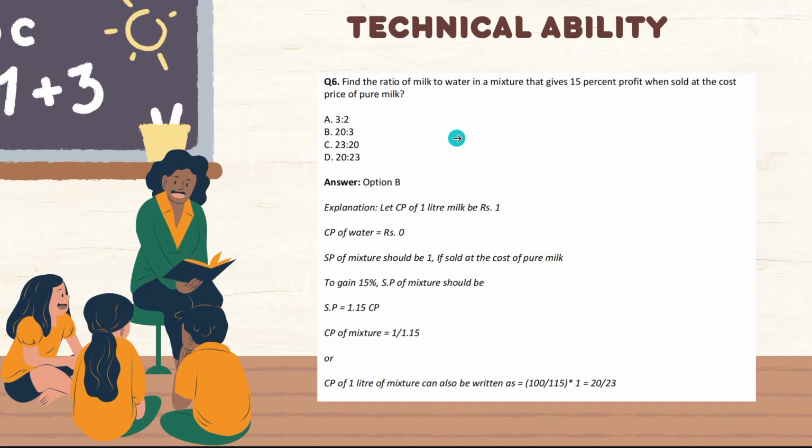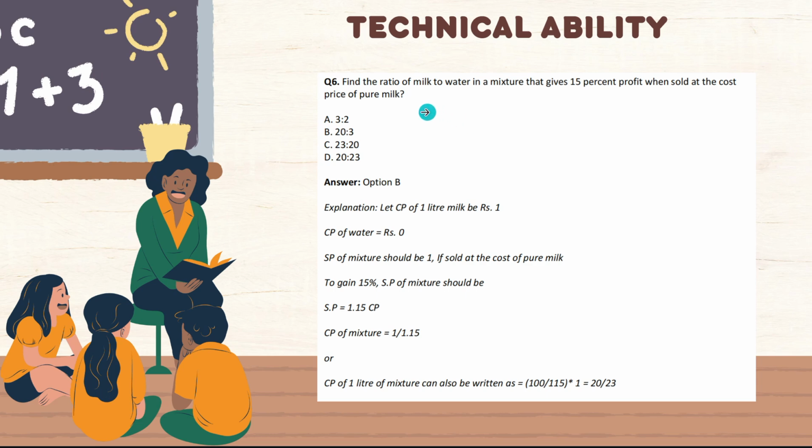Sixth question. In my previous video, I covered 5 questions from technical ability. Now it is a continuation from the sixth question. If you haven't watched it, please go and watch that video. Find the ratio of milk to water in a mixture that gives 15% profit when sold at the cost price of pure milk. Let us see the explanation.